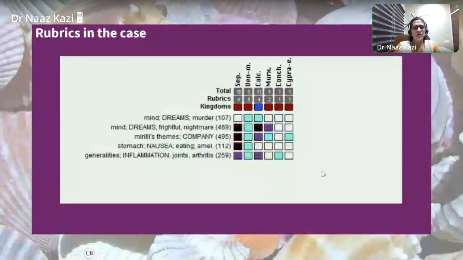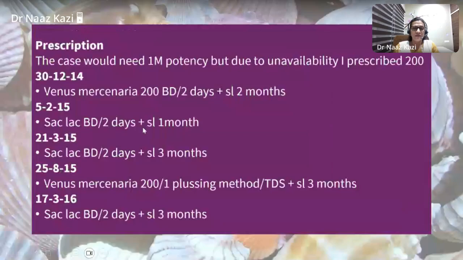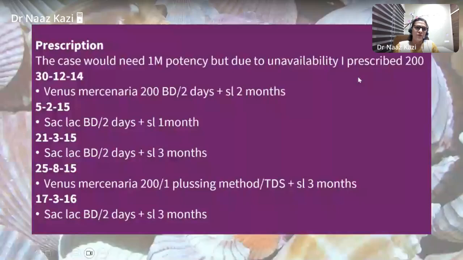The prescription here: I would have given her 1M potency because she was much on the delusional level, right? But I did not have it at that moment in time. I had to get it from some colleague, and I prescribed 200. So initially I gave her 200 BD for 2 days and SL for 2 months.